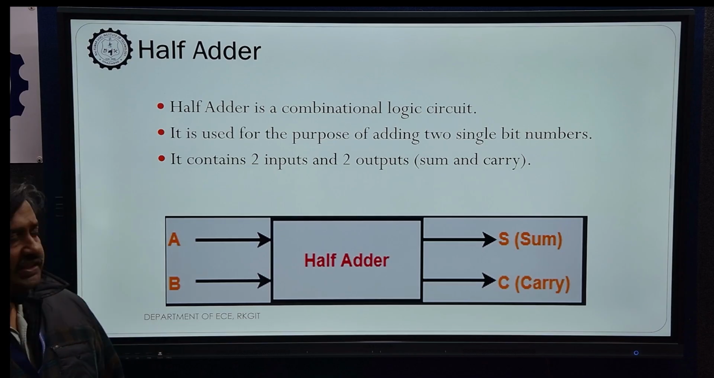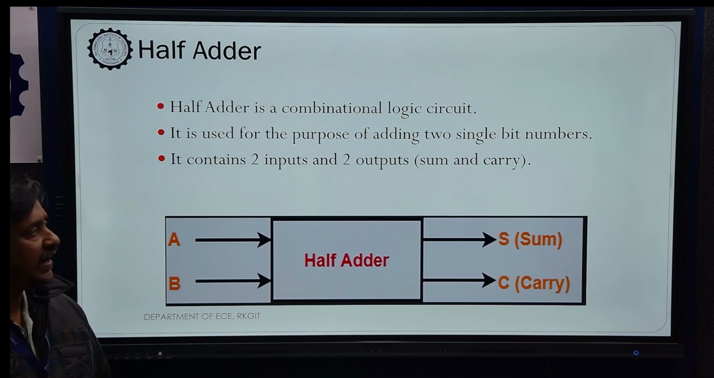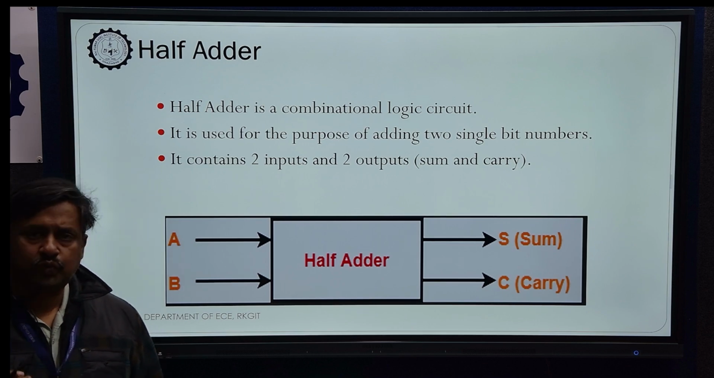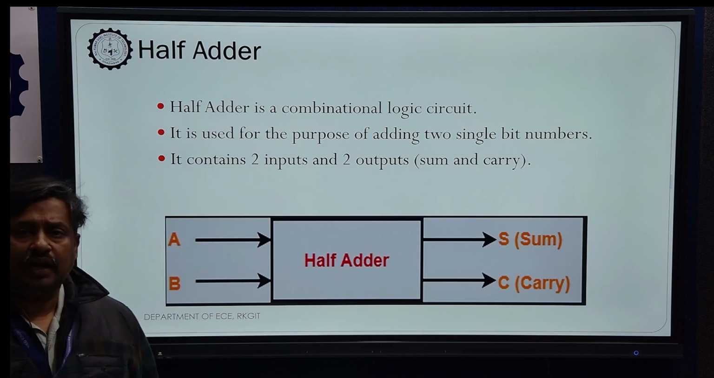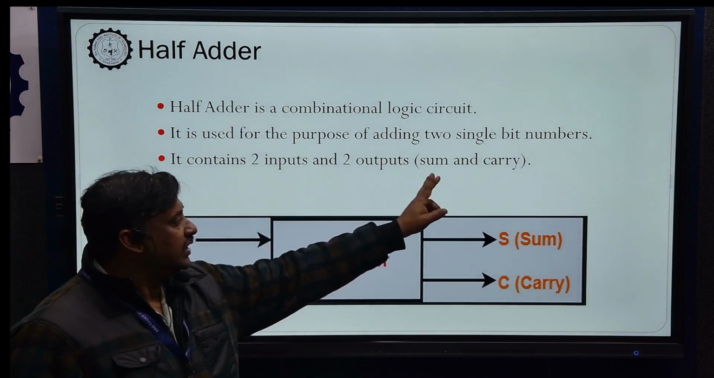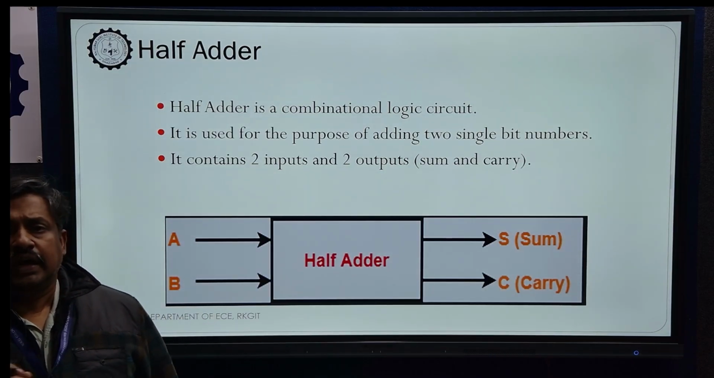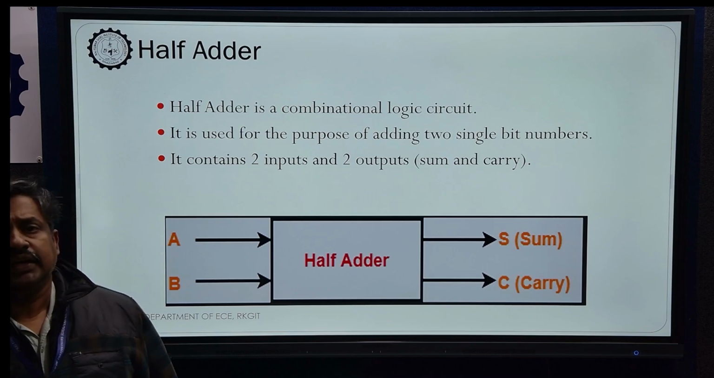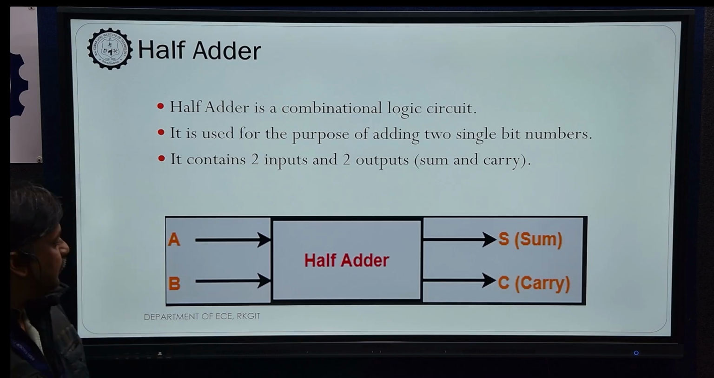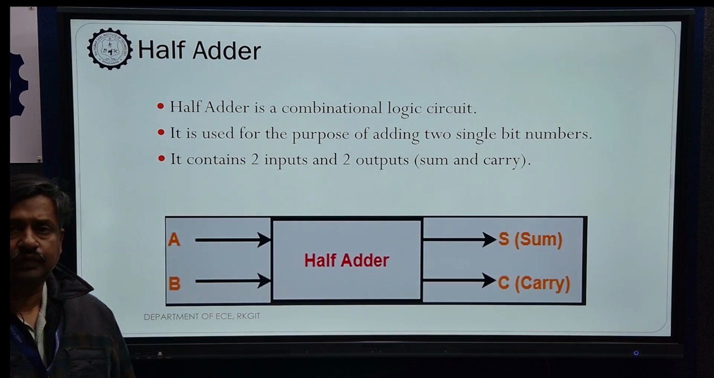The half adder is a combinational logic circuit used for the purpose of adding 2 single-bit numbers. So we have only 2 inputs for half adders and we have 2 outputs. The outputs we name as sum and carry. Sum is the addition sum and carry is the carry of the inputs. If you look at the block diagram of the half adder, you can see we have 2 inputs A and B and 2 outputs, sum and carry. So this is the generalized block diagram of the half adder.